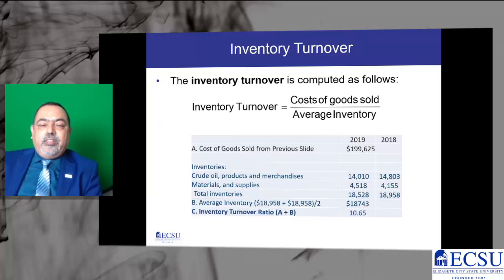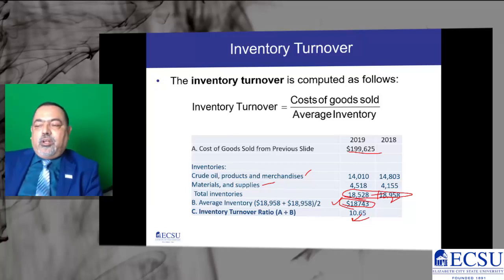So average inventory, of course, the inventories we were given were crude oil, product, merchandise, and materials and supplies. So we calculate the total inventory to be these amounts, and then we add these two and divide by 2 will give you 18,743. And if you divide this with the average one, you will be getting this 10.65. So that's the turnover ratio. We are rolling our inventory 10 times a year.